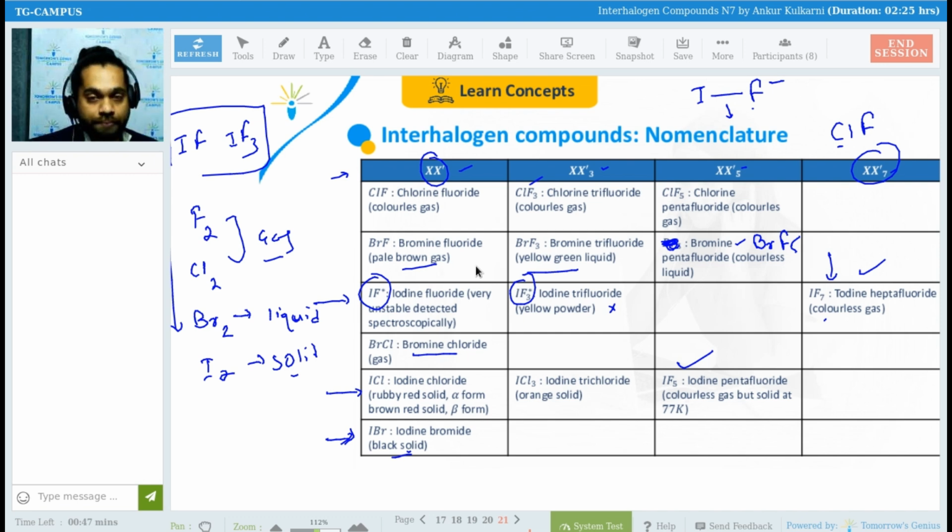Sir, in the case of ICl, what is that alpha form and beta form, sir? Which one? Iodine chloride, this one. See, have you heard about polymorphism? Allotropes. Yes, sir. What are allotropes? Sir, they are molecularly the same but structurally different.